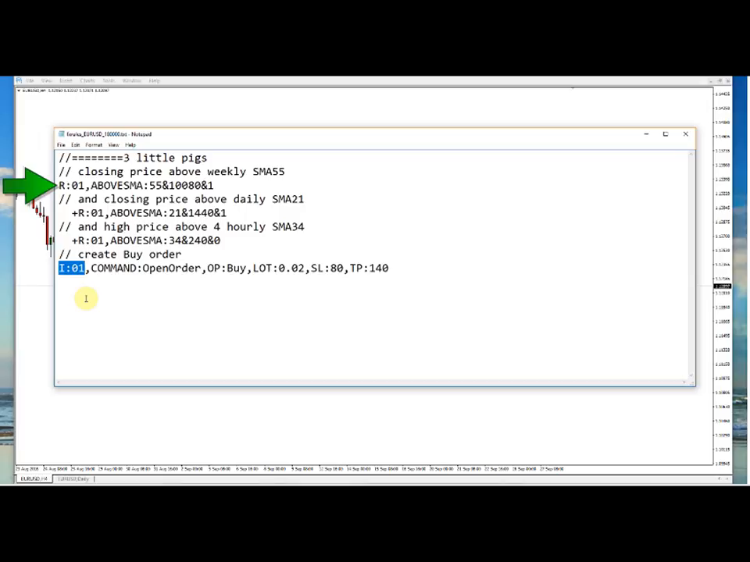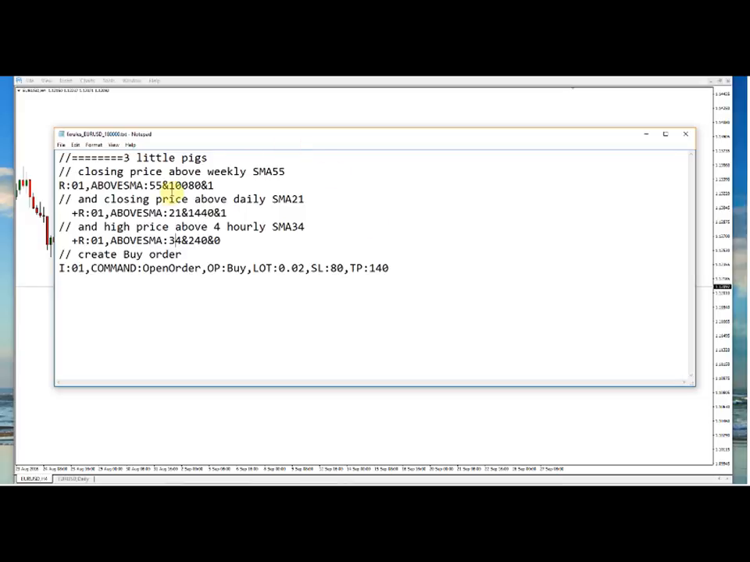And all we are using, even though Three Little Pigs is a famous and very workable strategy, is one qualifier, above SMA. Above SMA looks at the current market price and compares it against the SMA calculation, and is true if it's above it. And to do that, we need to supply some information. We firstly need to say how many periods we're dealing with. And you notice if you look at the three of them here, we have 55, 21, and 34. That's the SMAs set by Three Little Pigs.